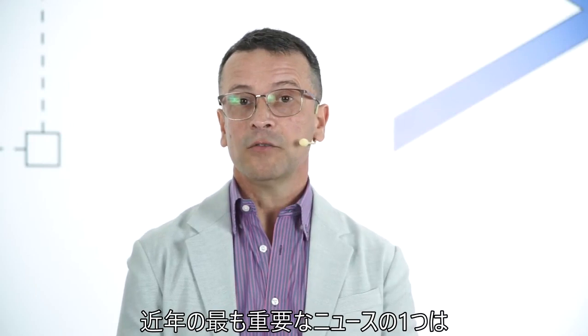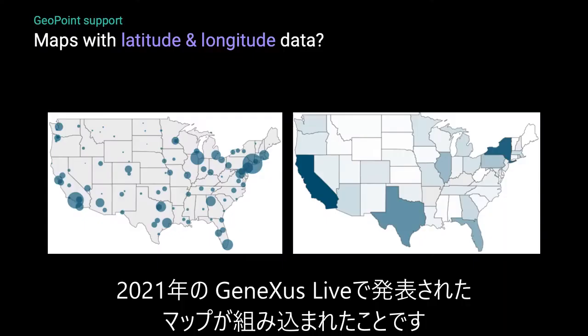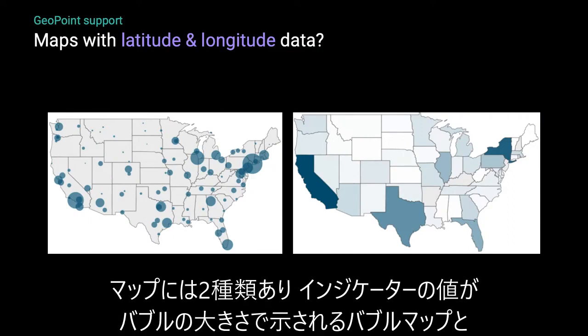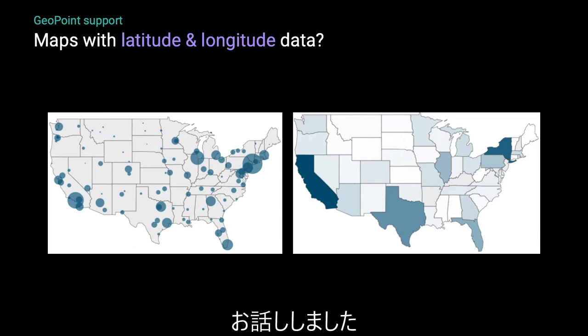Something that's also new is the inclusion of maps in the GeneXus Live of 2021. Karen was telling you in a video what the options are for maps. So she told us that there are 2 kinds of maps. You have bubble maps, where the value of the indicator is given by the size of the bubble, and then choropleth maps, where the indicator is represented by varying the color or the intensity of the color.